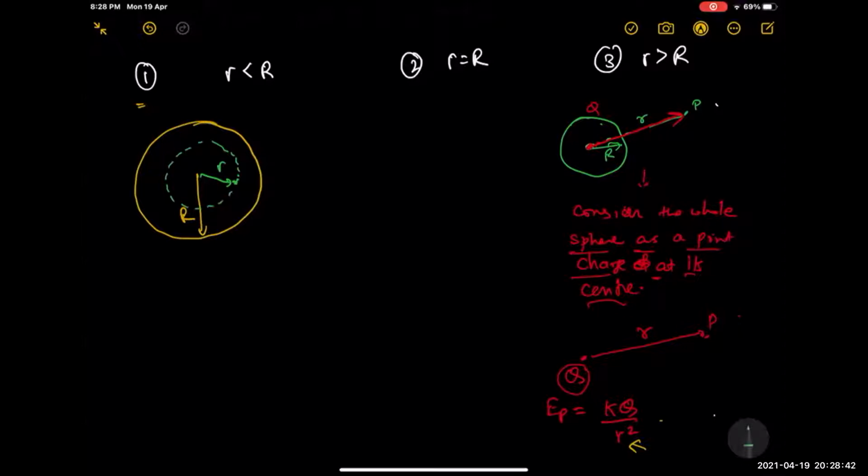and you find out how much charge, how much portion of charge, that small sphere encloses. How do we find that? See, the whole capital R sphere carries a charge capital Q, right? So what is the charge carried by the small r sphere?